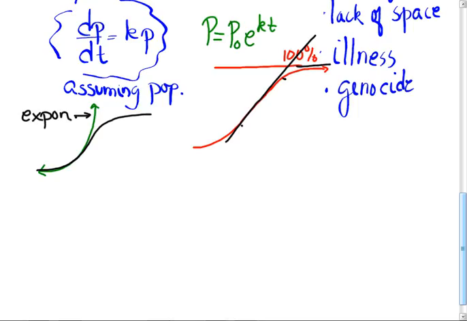This is an exponential growth. This is a logistic curve. Now I'm going to put a star here for those who aren't listening.